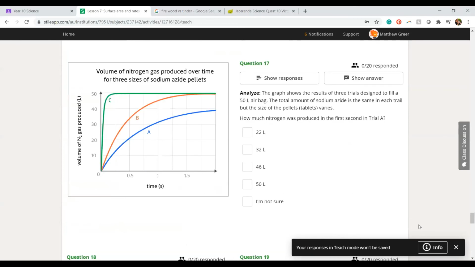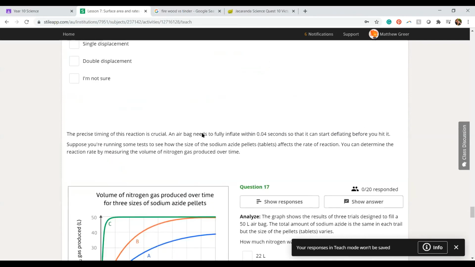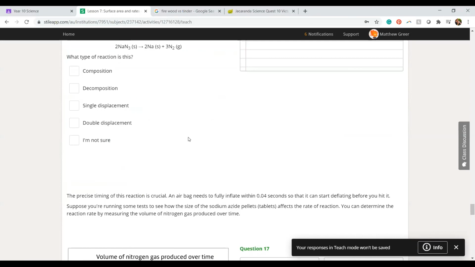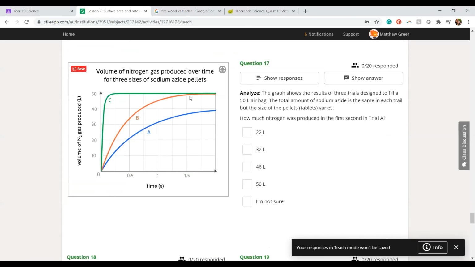And then there's another example. You've got some sodium azide, which is actually the stuff in airbags. I think they talk about how quickly it produces gas based on pellet size. So which of these ones is the best?